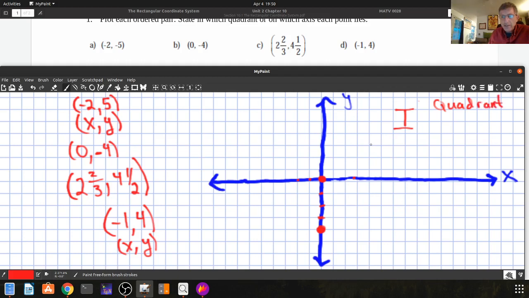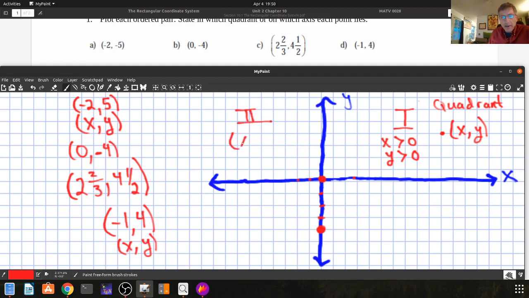It consists of all values of x greater than 0 and y greater than 0. So any point in this quadrant, they use Roman numerals, I don't know why, has a location x and y. Whatever that x is, it's going to be greater than 0, and whatever that y is, it's going to be greater than 0. So we're going counterclockwise.